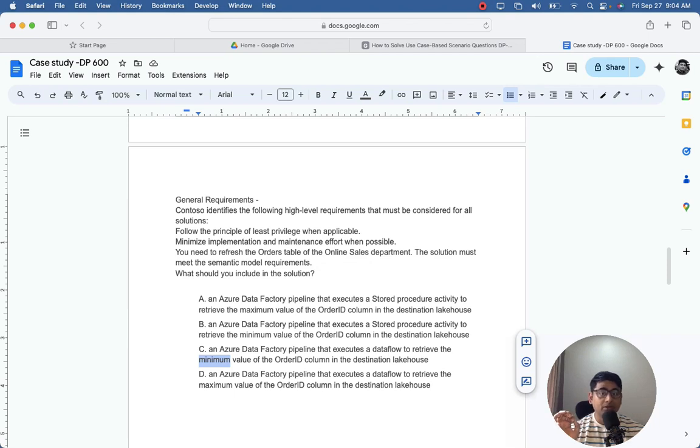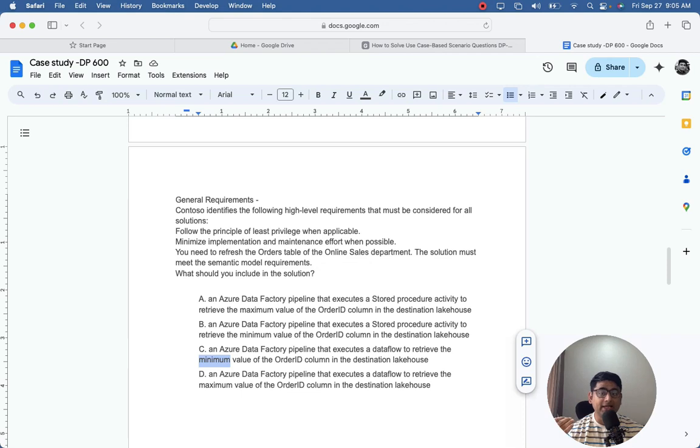Now here in the requirement they said minimize implementation and maintenance effort when possible. So you have to minimize the effort to maintain the code. So which one is the minimal? Stored procedure or data flow? Of course data flow. Data flow, you know, is used like an ETL on the cloud based platform, which is used to ingest and update the data, and we are using Power Query here in the data flow.